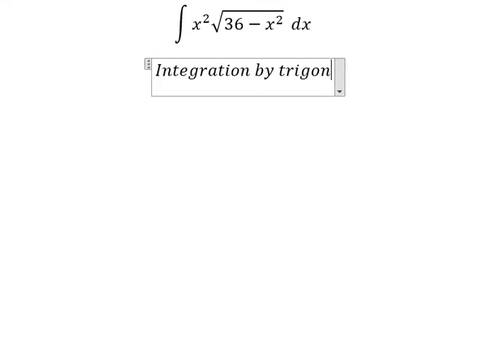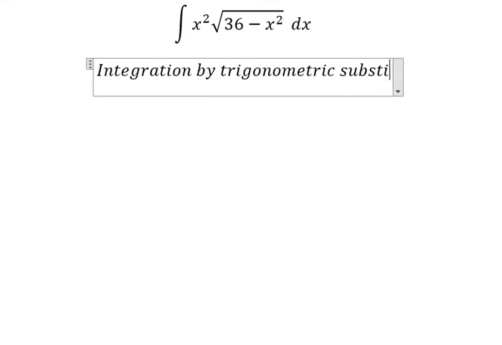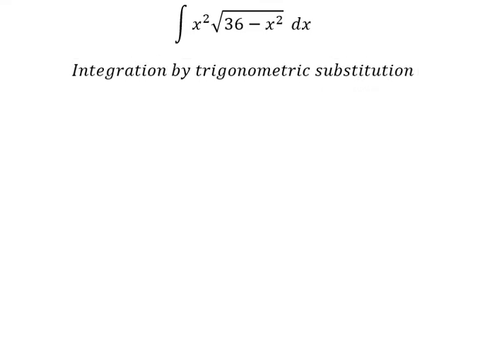by trigonometric substitution. So I will put x equals 6 sin t. Because if I put this one in here, you get 36 sin t squared.